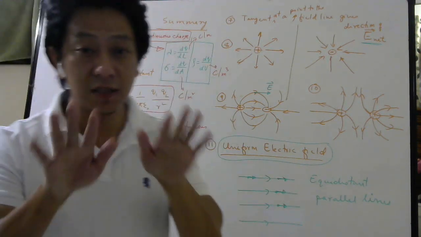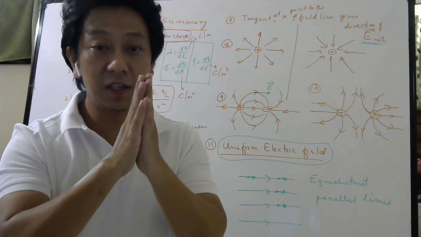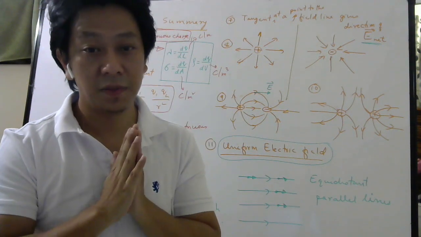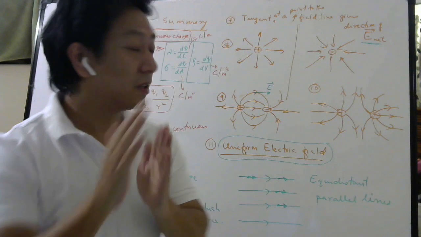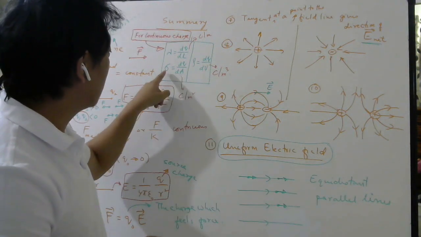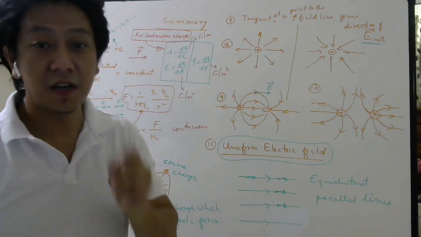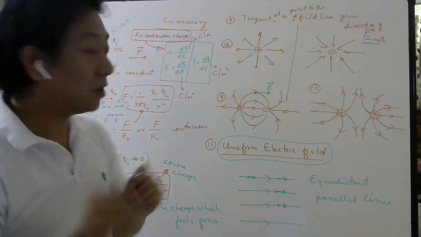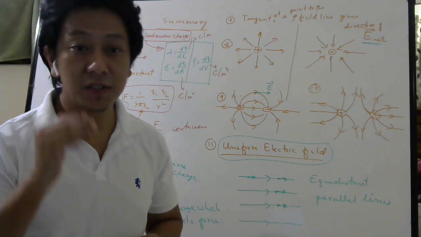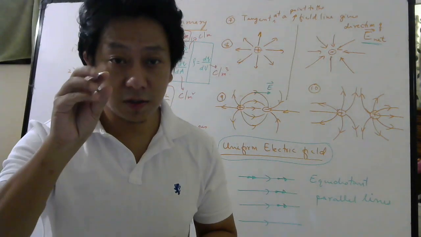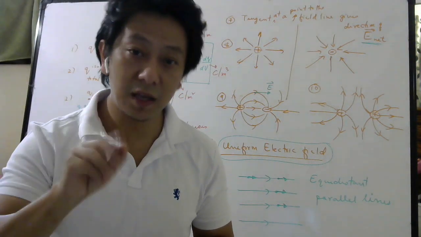Similarly, if the charge is on a surface, like a sheet of charge or a disk of charge, then we define this quantity whose name is surface charge density, and the letter that we use is sigma. Surface charge density is charge on a small area divided by the area.